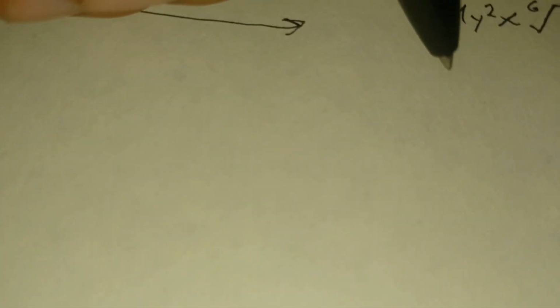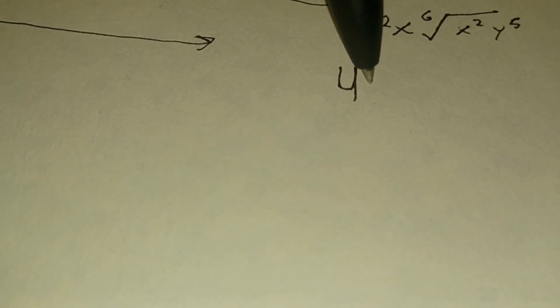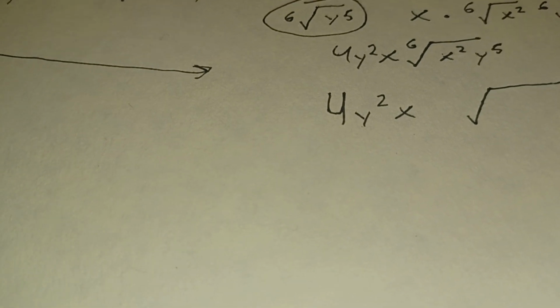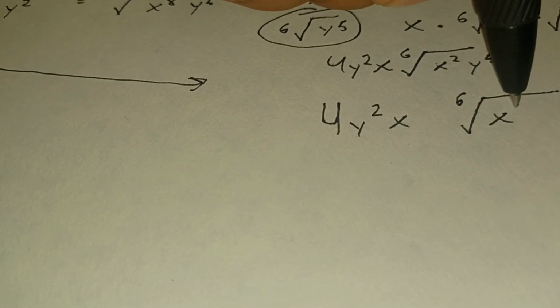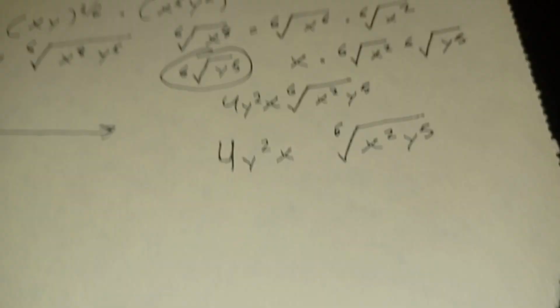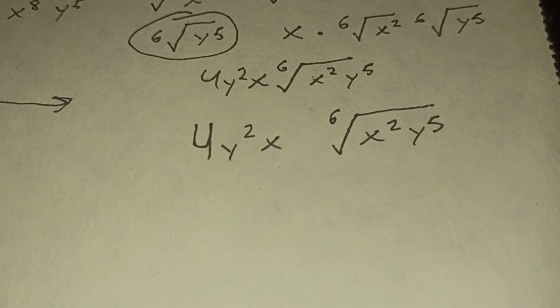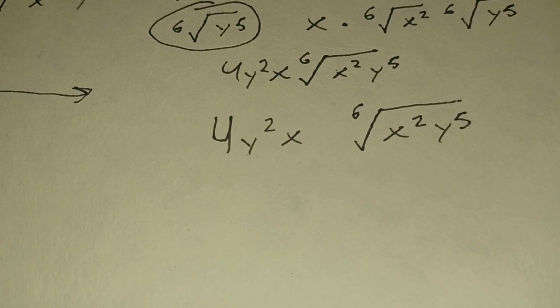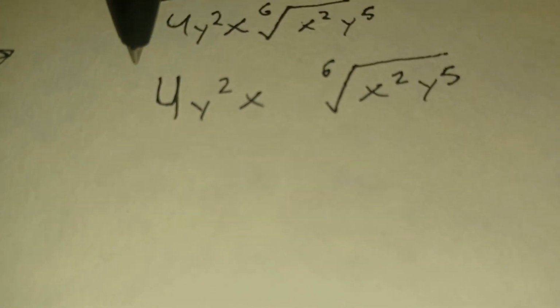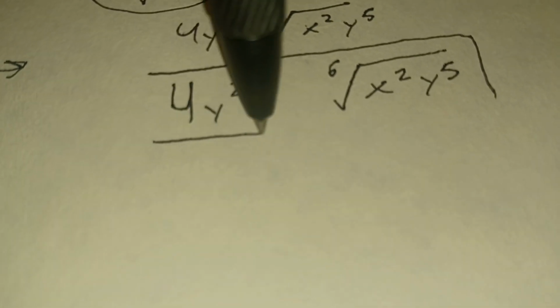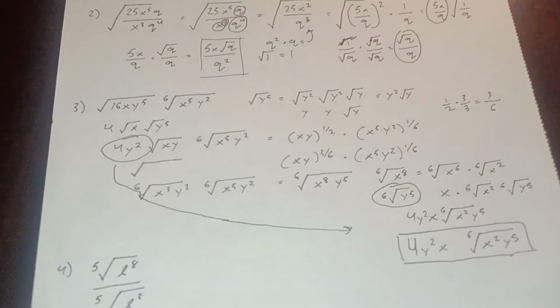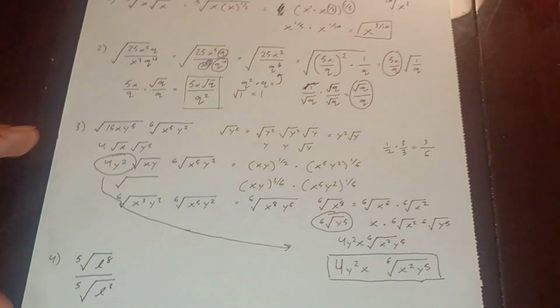I'm going to rewrite it again so you can see it better. This is 4y squared times x times the sixth root of x to the second power times y to the fifth power. Yep, that's going to be your answer for number 3. There's my work.